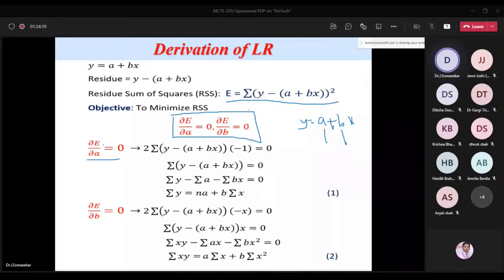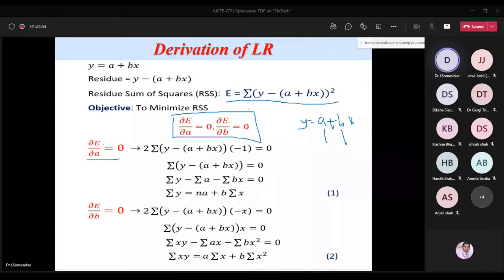Covariance of x, y by... Here we require some mathematical and statistical concepts. Directly I'm writing the b value, after simplification. The b value is covariance of x, y by variance of x, or maybe summation x, summation y, like this. And by using the b value we can find the a value.